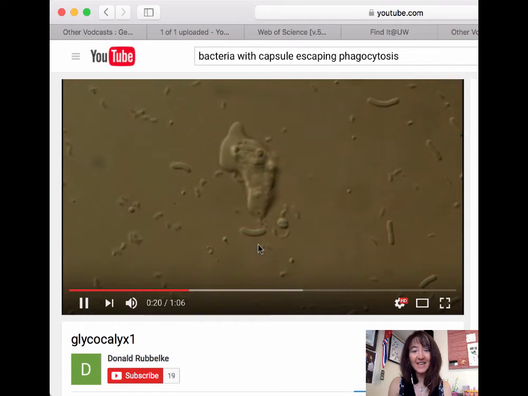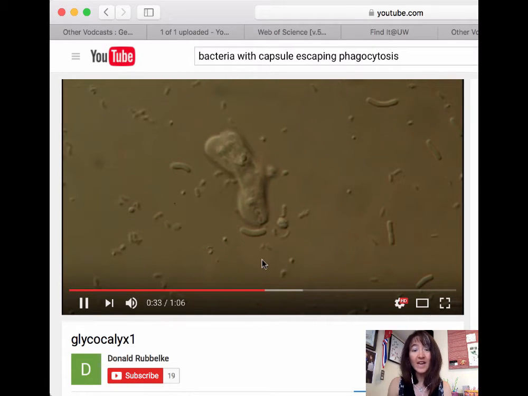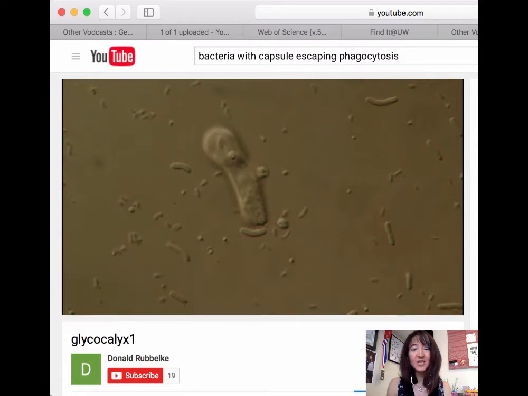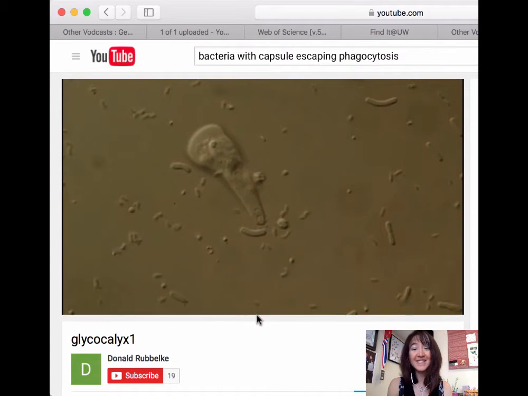These two bacteria that it's trying to engulf, you can see the capsules around them. Notice there's kind of a halo around each of the two bacterial cells there. You can see that's the glycocalyx, and it's engulfed them, right? And it's going to try to take them in via phagocytosis, and it's kind of pulling on them, trying to bring them in. But as you're going to notice here, it fails, and no matter how hard it tries to phagocytose them, it's unable to do so. So the glycocalyx on these two bacteria has allowed them to escape phagocytosis. Wow!